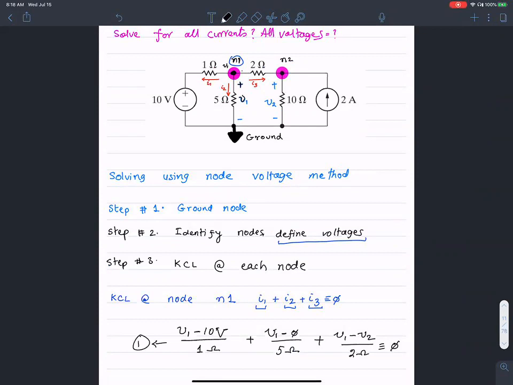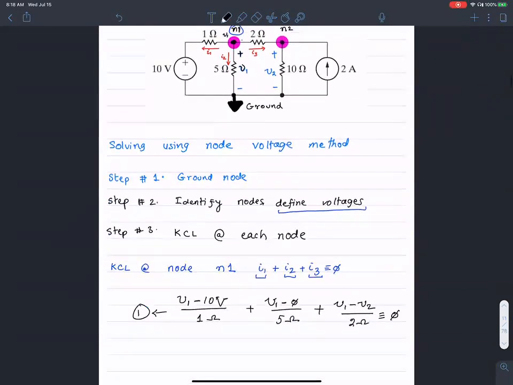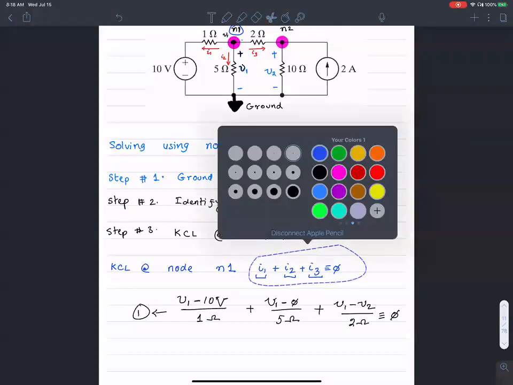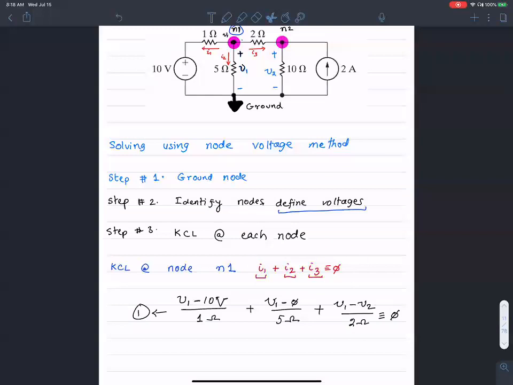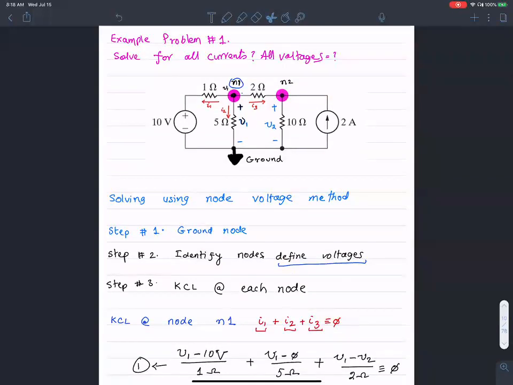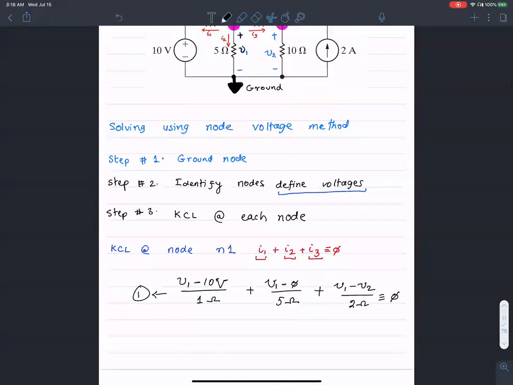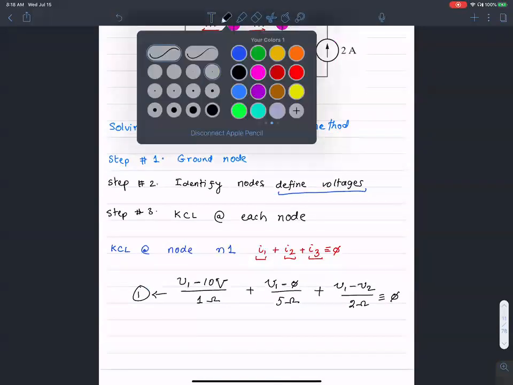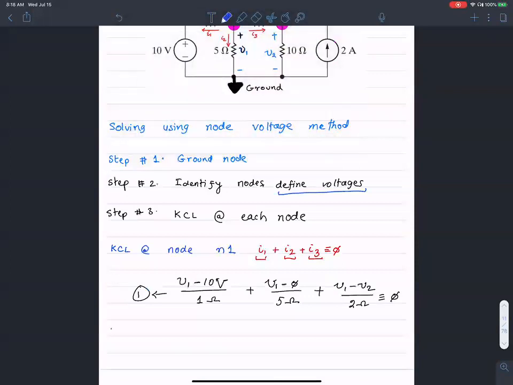I could do the exact same thing at node N2. Everybody with me? KCL at... So let me copy these. Let me color code them using red, that way you see they are at node N1. See what I'm going to do next. I'm going to do the KCL at node N2.